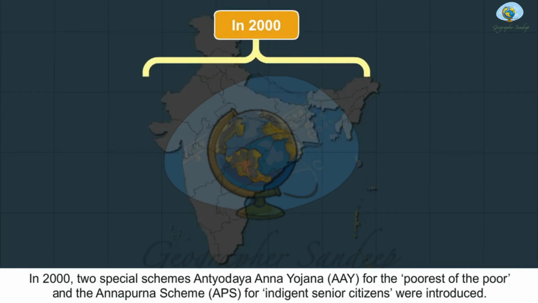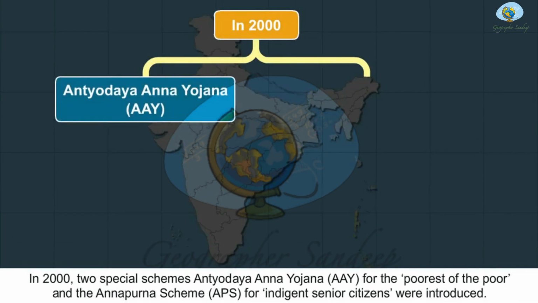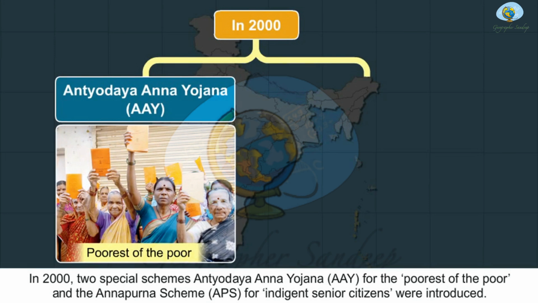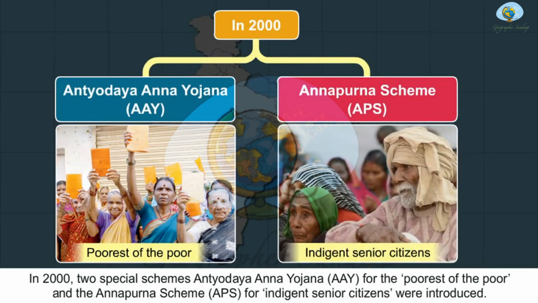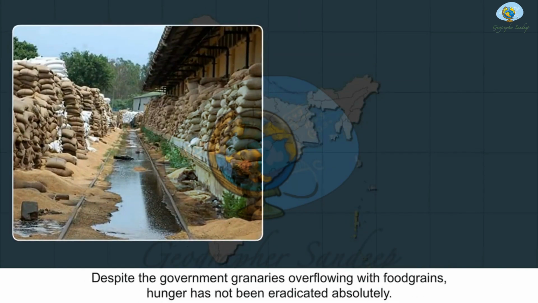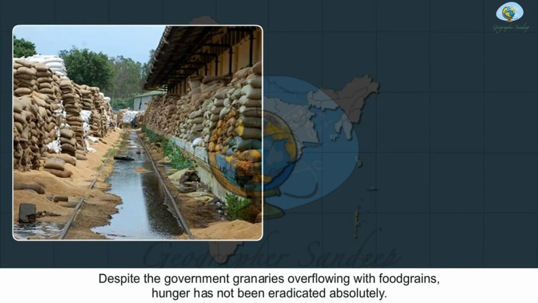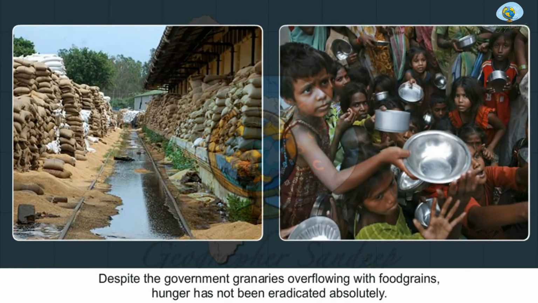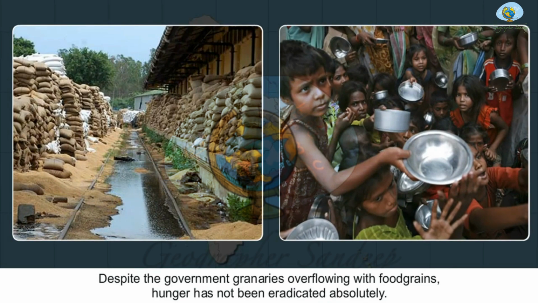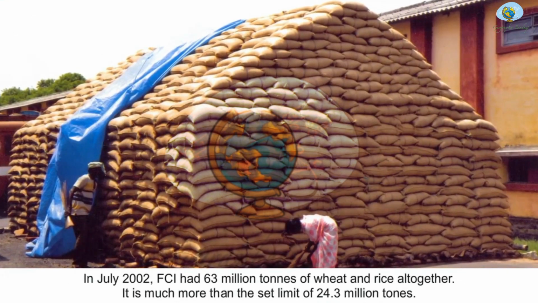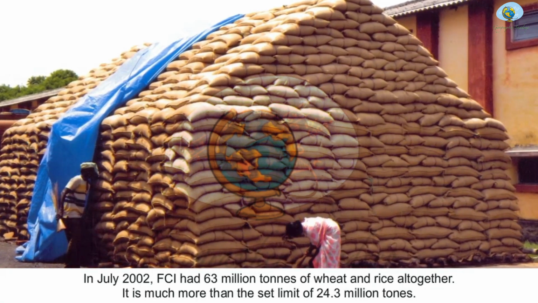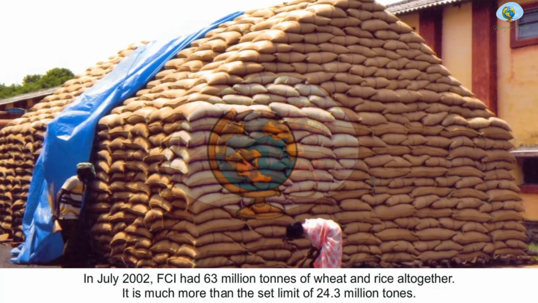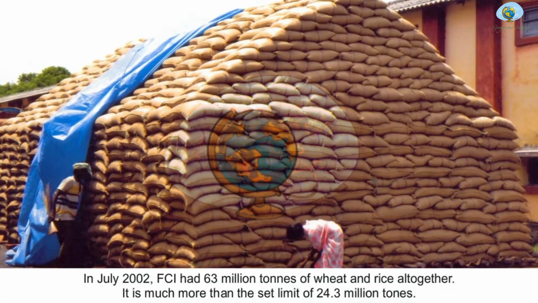In 2000, two special schemes, Antyodaya Anna Yojana (AAY) for the poorest of the poor and the Annapurna scheme (APS) for indigent senior citizens were introduced. Despite the government granaries overflowing with food grains, hunger has not been eradicated absolutely. In July 2002, FCI had 63 million tons of wheat and rice altogether. It is much more than the set limit of 24.3 million tons.